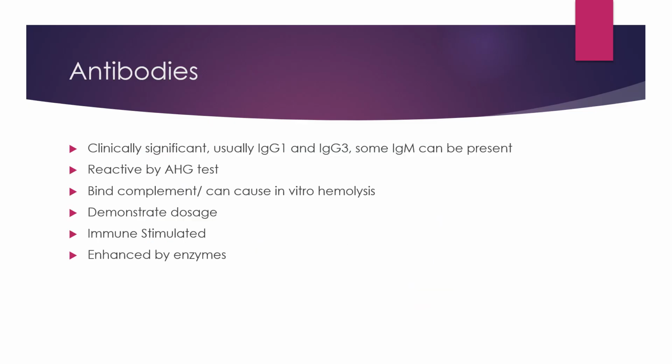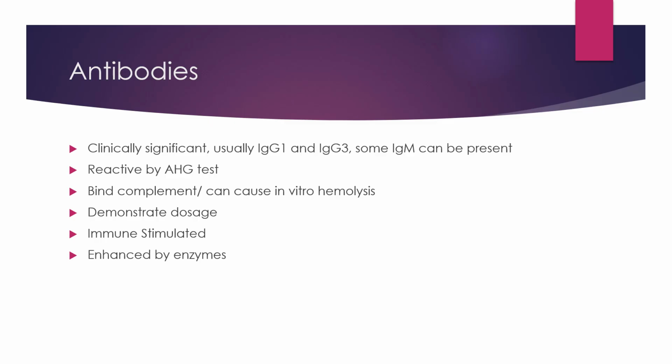Kidd antibodies are clinically significant and usually comprised of the IgG1 and IgG3 subgroups. Some IgM can also be present. Kidd antibodies are best reactive by the anti-human globulin test. Up to 50% of Kidd antibodies can bind complement. This complement binding usually comes from the small amount of IgM antibodies that are present. They can also cause in vitro hemolysis.